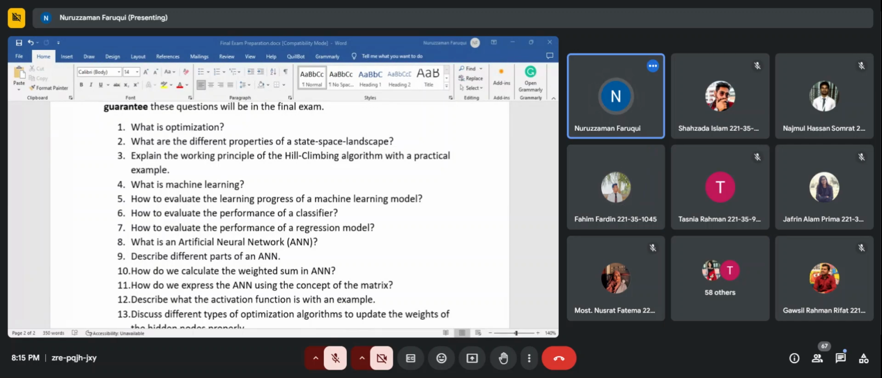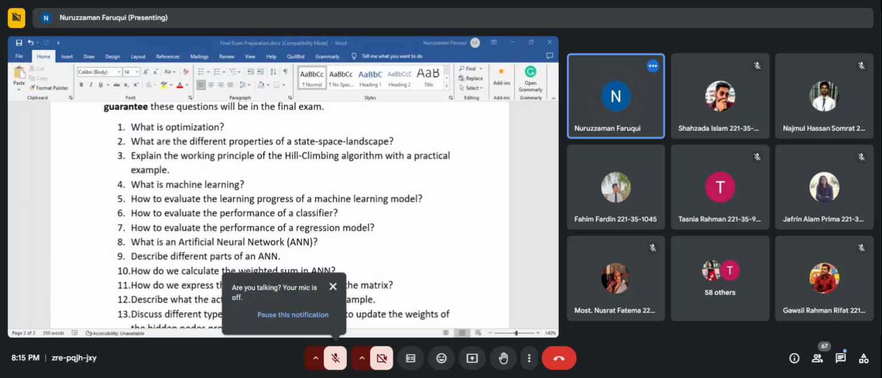The slides have been uploaded on the BLC. Just have a look at it. What are the activation function and where it is applied. Nothing more than that. Okay, the slides are enough.